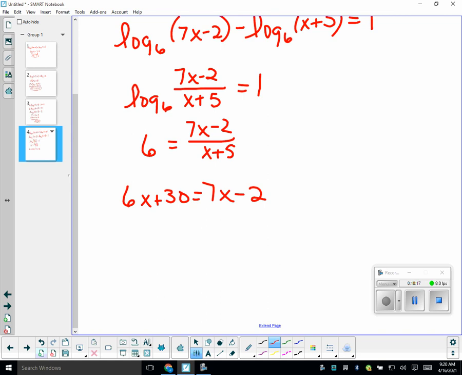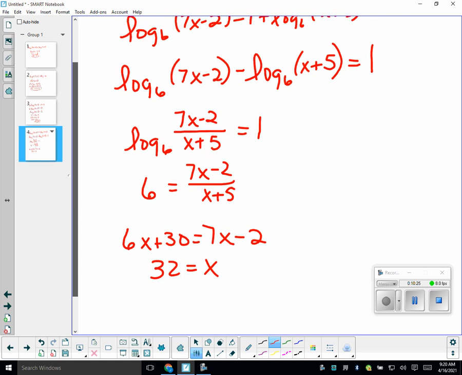So can I move the 6x and the 2 and say 32 is x? Now, is this positive? Is this positive? So my answer is 32. So is it possible to have no solution if you plug it back in and they're negative? Absolutely, that is.